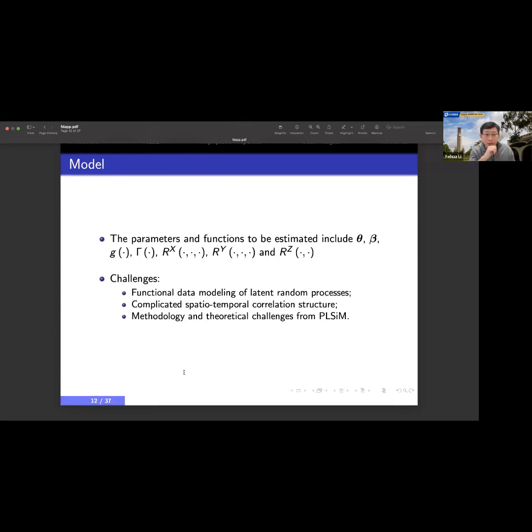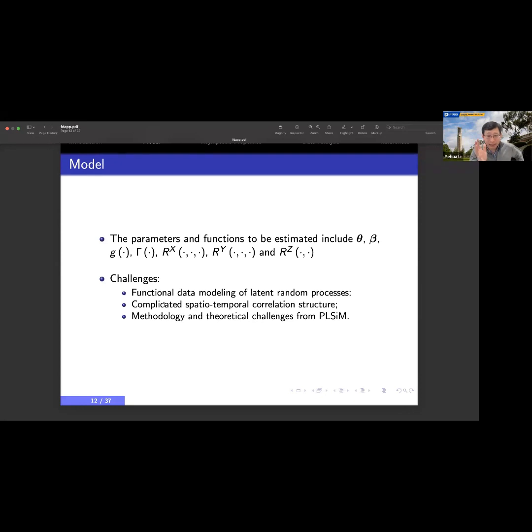The parameters we need to estimate are many, and there are a number of challenges here. First, we do functional data modeling of the latent processes, so all these covariance structures are non-parametric. We make minimal model assumptions on the covariance structure. We use the Karhunen-Loève expansion. All the eigenfunctions are left non-parametric, and you need to estimate them.